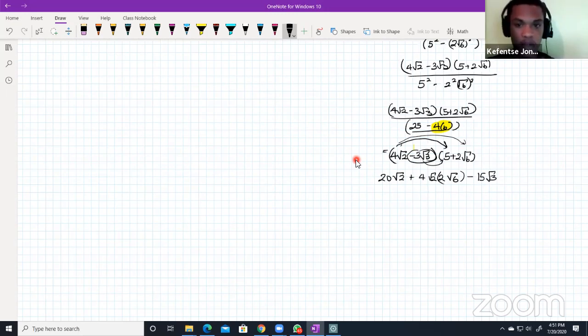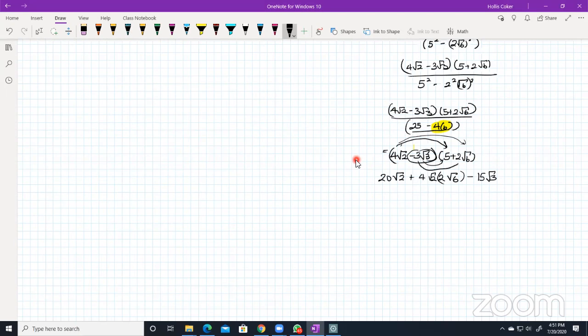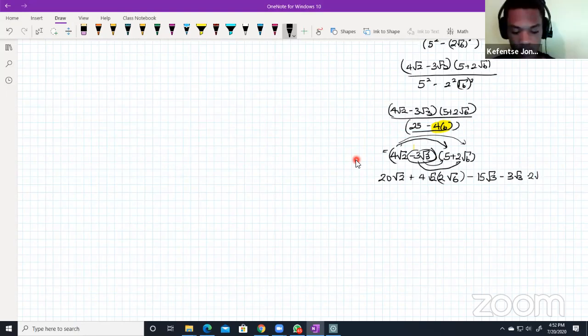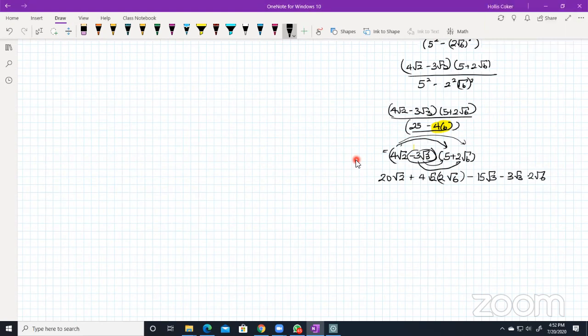That makes sense? Yes, sir. And then this term by that is minus 3 root 3 by 2 by root 6, right? Now 3 by 2 is 6. Now let's see if we can simplify this. So 3 2s are 6.